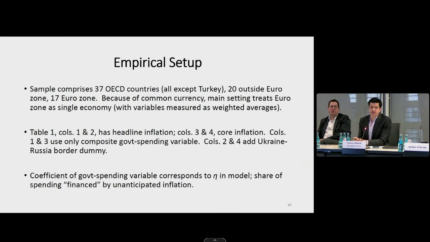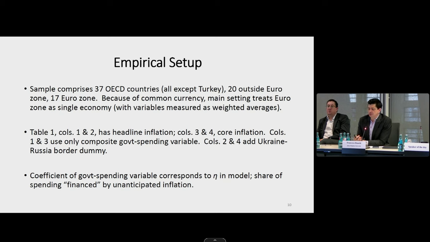Okay, so the countries that we are looking at are the 37 OECD countries, except for Turkey, that, as you probably know, has been all over the place even before COVID, and arguably for reasons that are not really related to the pandemic. So this gives us 20 countries outside the Eurozone and 17 countries in the Eurozone.